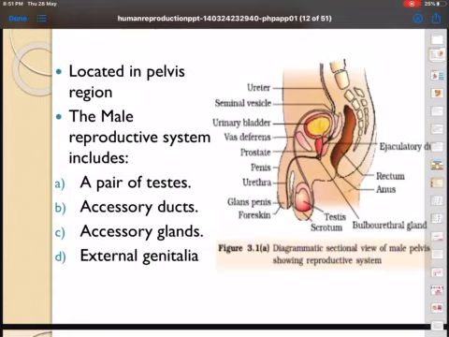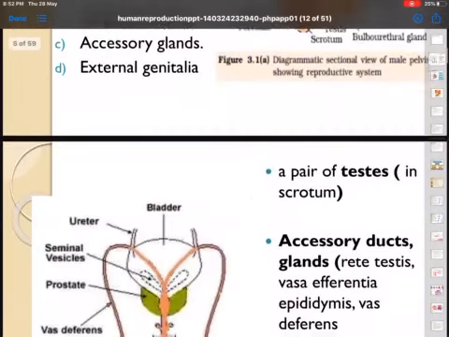So the male reproductive system is located in the pelvic region, and it includes 4 parts: A, a pair of testes; B, accessory ducts; C, accessory glands; and D, external genitalia. Please identify each part in this and understand the use of it. Look at that: ureter, seminal vesicle, urinary bladder, vas deferens, prostate gland, penis, urethra, glans penis, foreskin, scrotum, testis, bulbourethral gland, and of course the ejaculatory duct.